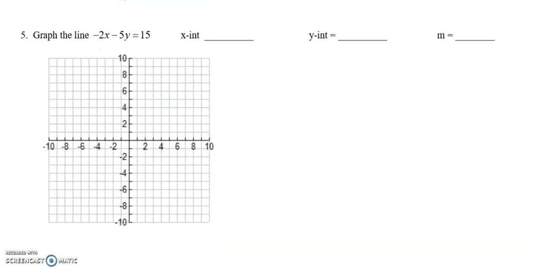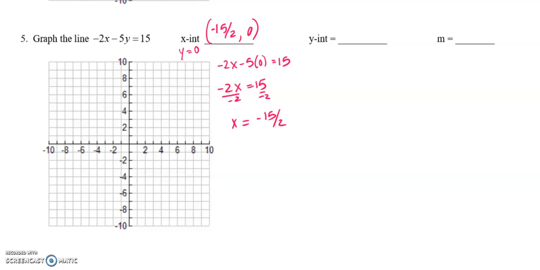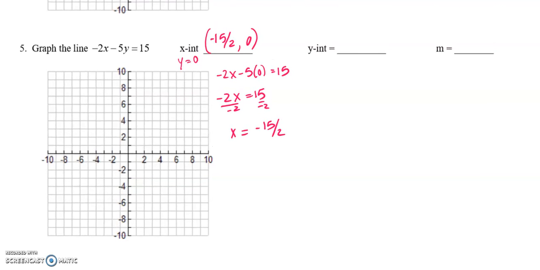And one more. Again, this is in standard form. Close, not exactly because of that negative out front, but close enough that we'll graph it with the x and y intercepts. So for my x-intercept, remember my y is equal to 0. I get negative 2x equals 15. Divide both sides by negative 2. X equals negative 15 halves. So negative 15 halves, 0. You could also think of that, if you want to, as negative 7.5, 0.